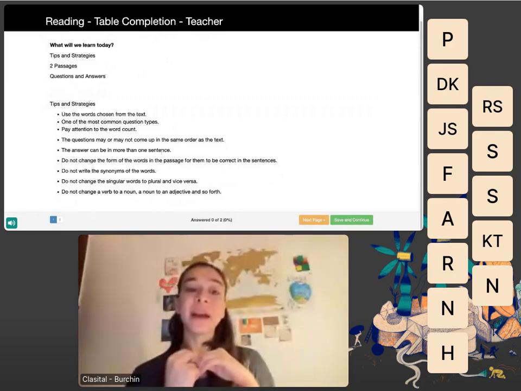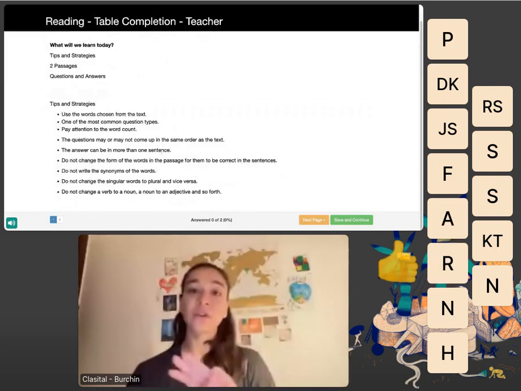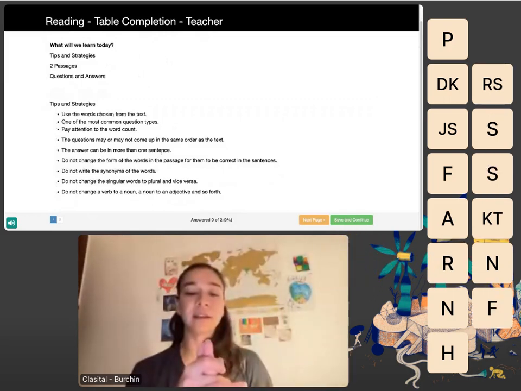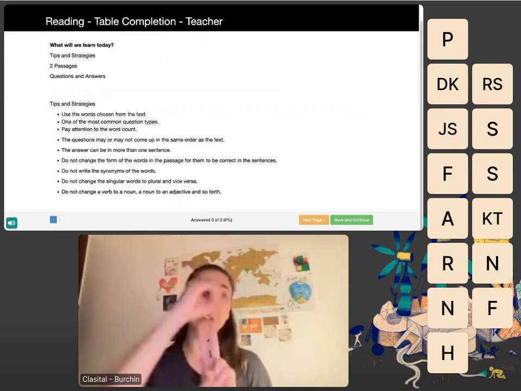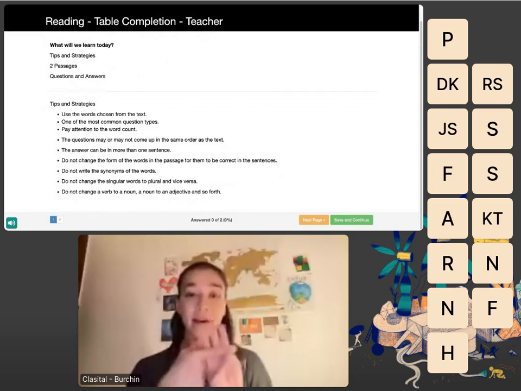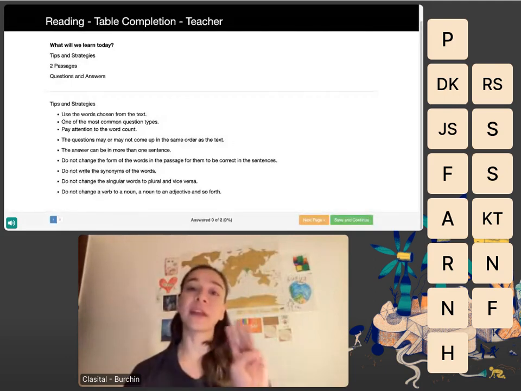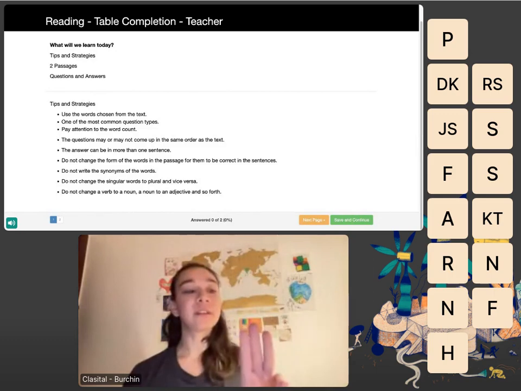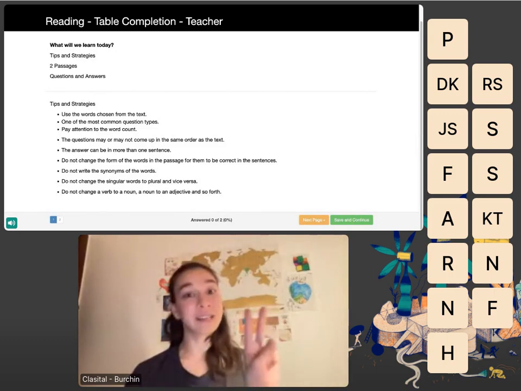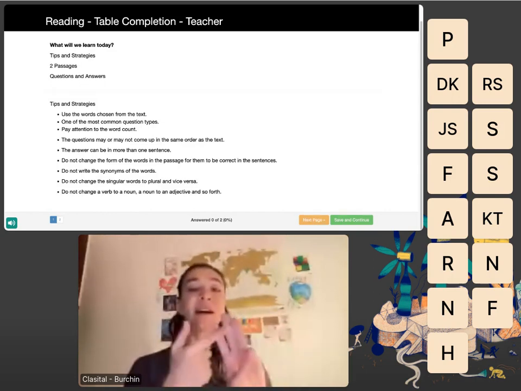You should pay attention to the word count. If it says no more than two words, and the answer in the passage is "a dark night", and you write "a dark night", you will lose points. If the question asks for no more than two words, you should write just "dark night". But if it asks for three, you can write "a dark night".